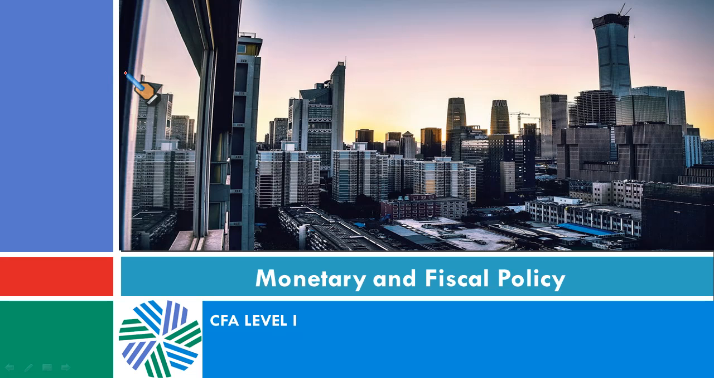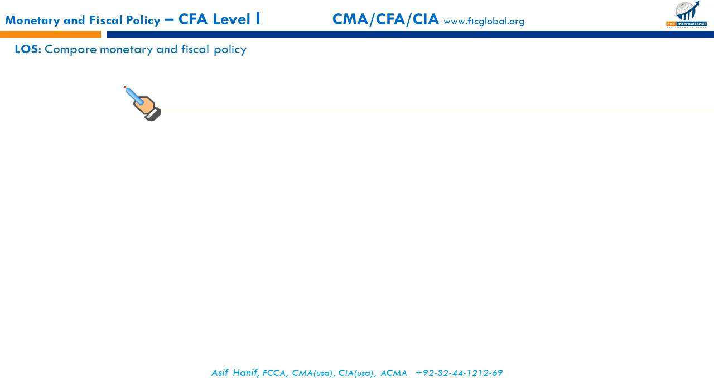Your next reading is monetary and fiscal policy. This is your first learning outcome statement: compare monetary and fiscal policy. Well, monetary policy involves central bank actions. In fact, central bank actions impact availability and price of money and credit. So, setting interest rates, open market operations, which we'll discuss in subsequent slides, and bank reserve ratio requirements. All these are covered within monetary policy.